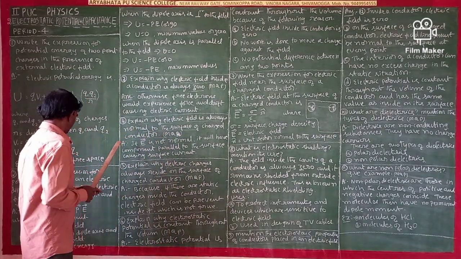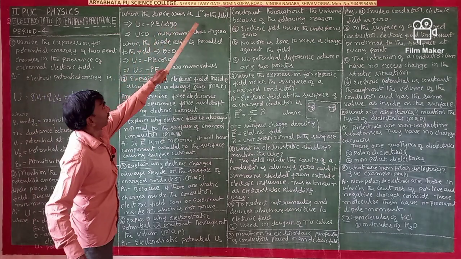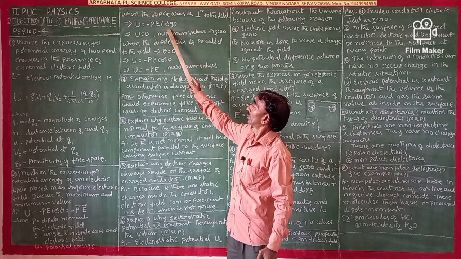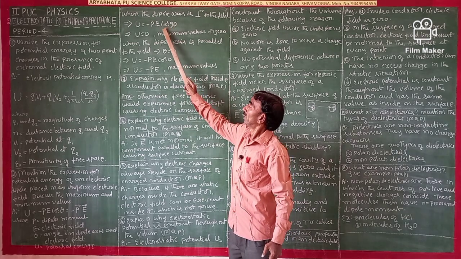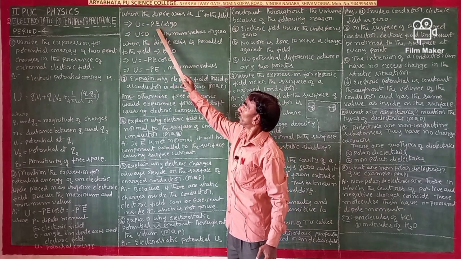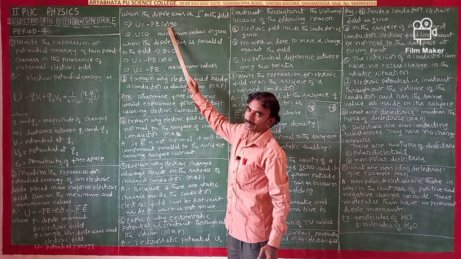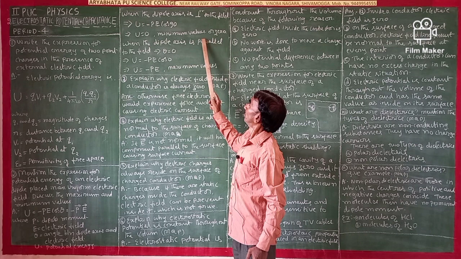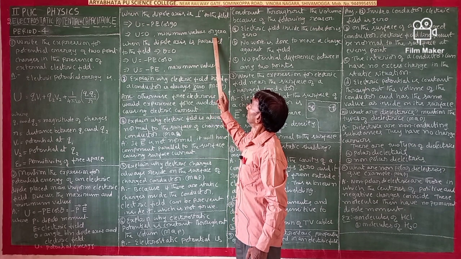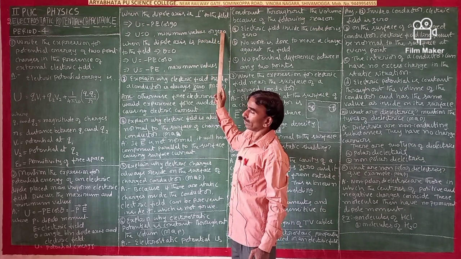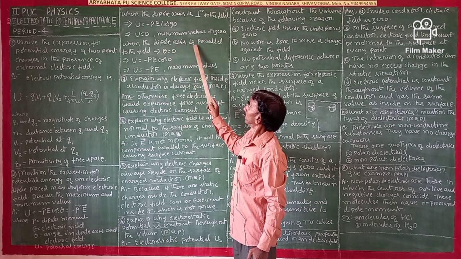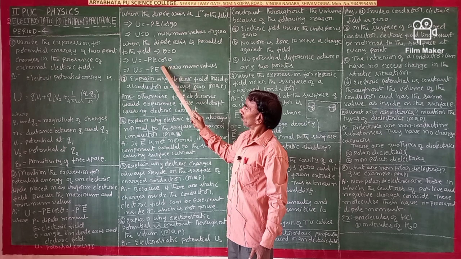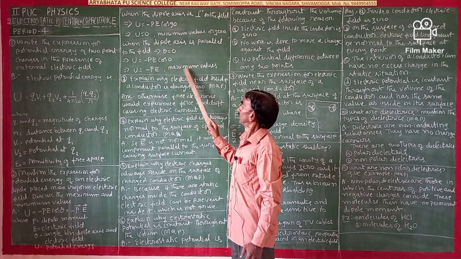when the dipole axis is perpendicular to the field, theta is equal to 90 degrees, and U is equal to minus P E cos 90, and cos 90 is 0, so U is equal to 0. So it becomes the minimum value or 0. When the dipole axis is parallel to the field, theta is equal to 0, cos 0 is equal to 1, so U is minus P E, that is the maximum value.